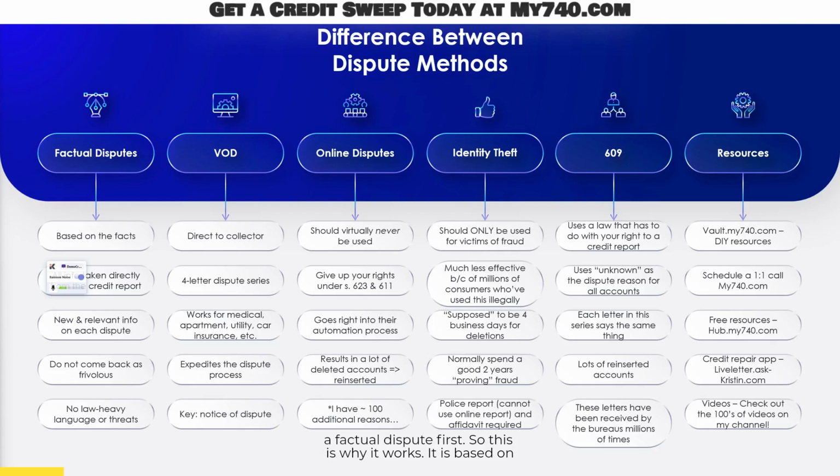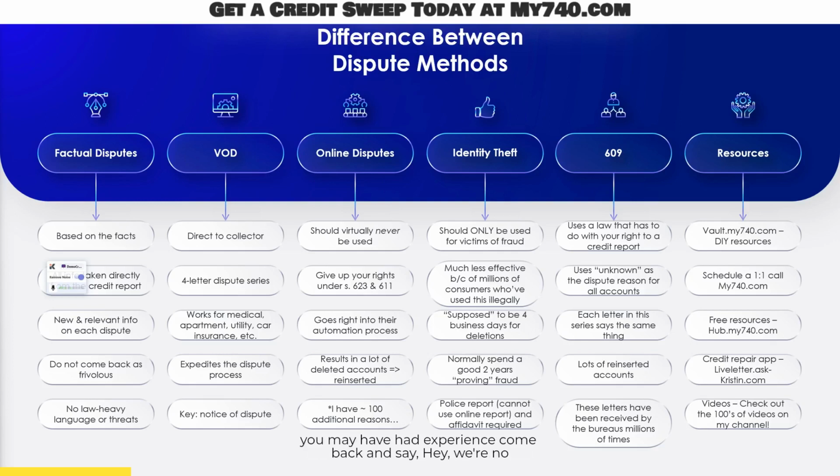So this is why it works. It is based on the facts. It's right in the name, based on the facts, okay? We're not coming up with anything, all right? So it's really as simple as look at your credit report, know exactly what an account should look like before you go ahead and do that, and use those to support your argument, right? And again, all this information is taken directly from the credit report. All right. And it's new and relevant information on each dispute.